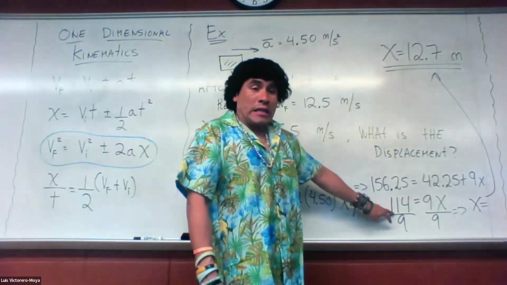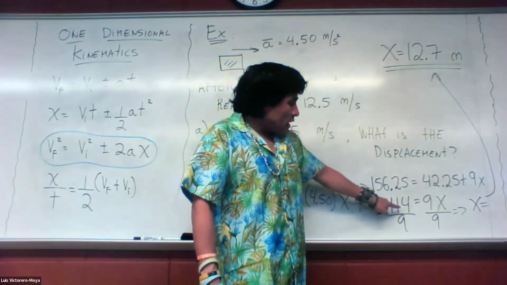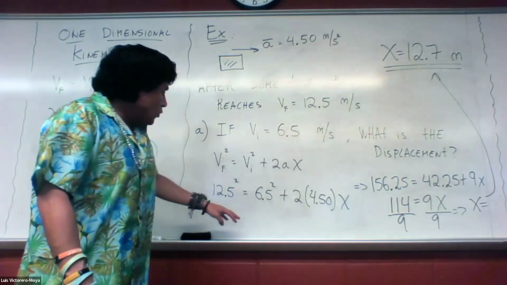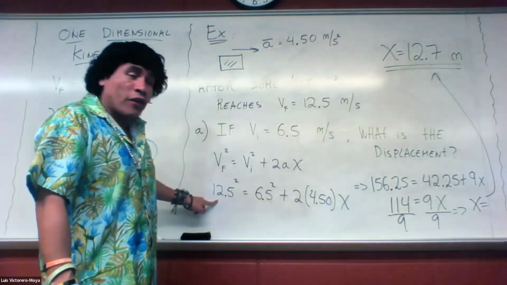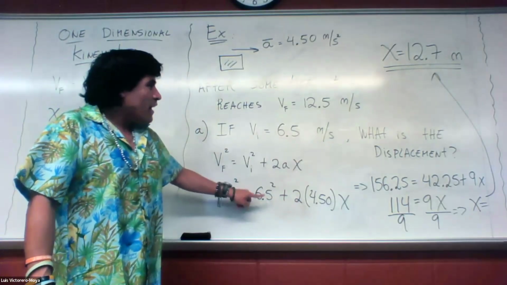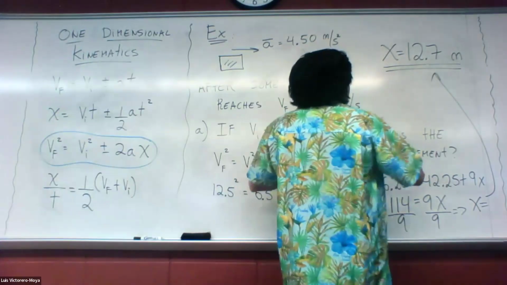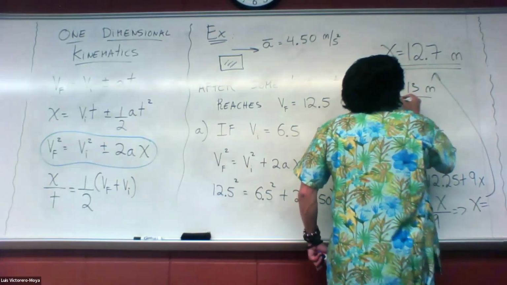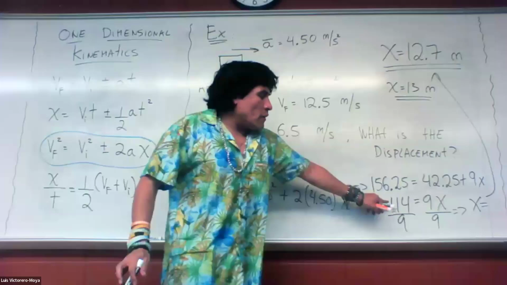Wait, I still don't get why it's 12.7, not 13. Because I rounded using the 114. So 114 has 3 sig figs, so I just kept that as 3. But if you use the original, here is 2 and this is 3. So if you go back all the way to this degree of precision, then your final answer will be 13. Okay? Okay, thank you.